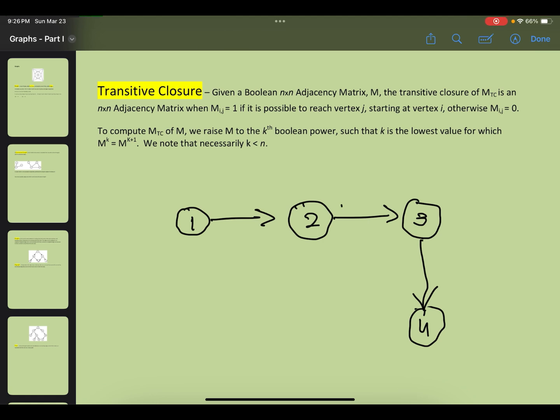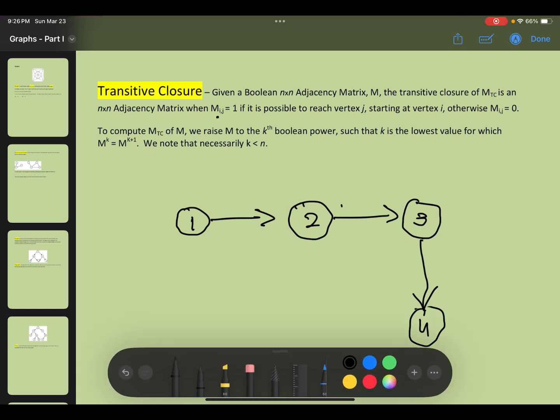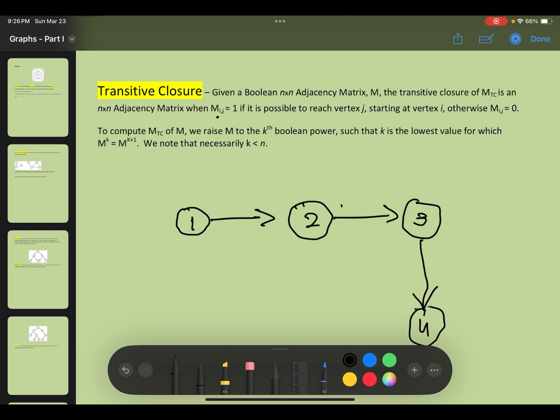Basically, we have already seen what an adjacency matrix is. An adjacency matrix tells us if vertex i is directly connected with vertex j with the help of an edge. But what transitive closure does is that it is a state of the adjacency matrix where M[i][j] will be equal to 1 if vertex j is reachable from i even through other vertices.